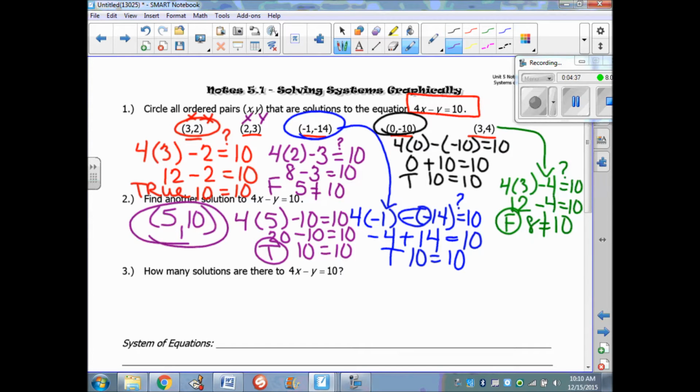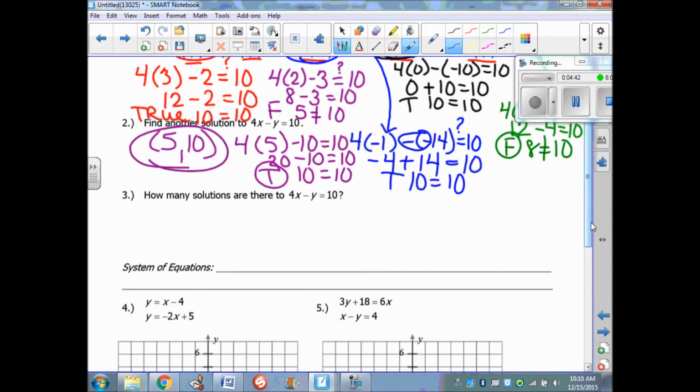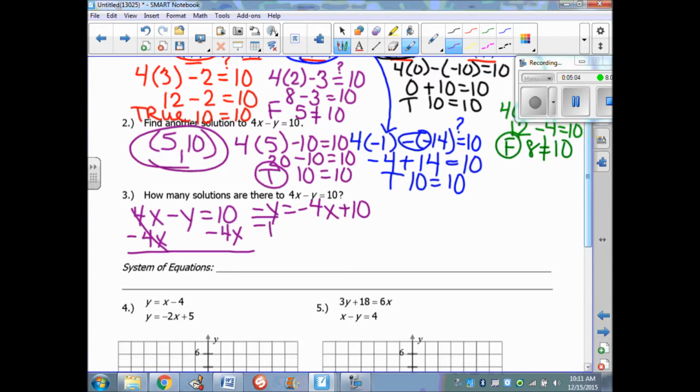So let's think about what 4x minus y equals 10 is. What is that? We just dealt with it in our last unit. I'm going to rewrite it down here, and then we're going to answer question 3. If I were to isolate y, like last unit, we got y by itself so we could get it into y equals mx plus b. I would have to divide by a -1, and I end up with y equals positive 4x minus 10.